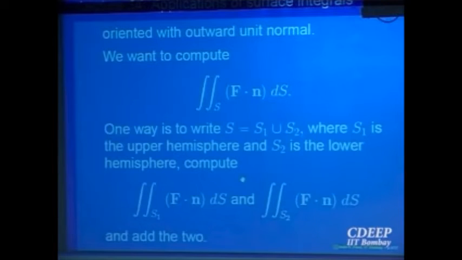Let us first orient it with the outward unit normal. That is the choice we have made: the normal starts from the origin, goes to the sphere, and points outside. So F dot n is what we want to compute. The first possibility is to write S as S1 union S2, where S1 is the upper part of the sphere and S2 is the lower part. We will compute both of them and add them.